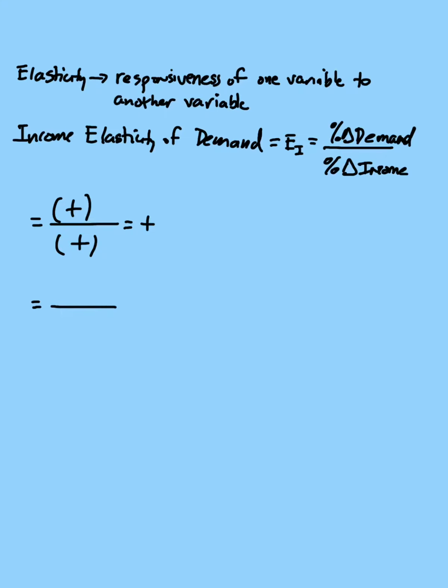However, if income increases, and so its percent change would be positive, and that leads to a decline in demand, that means the percent change in demand would be negative. Now note this whole ratio would be a negative number. Now note what the consequence of this might be. In the first case here, if income elasticity is greater than 0, that's going to mean something. If income elasticity is less than 0, that's also going to mean something.